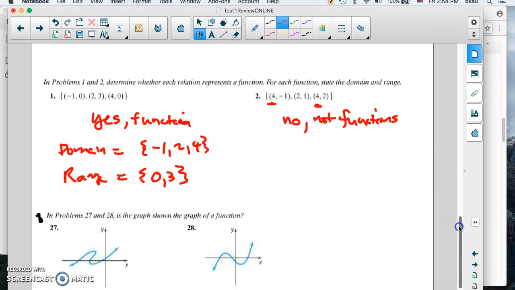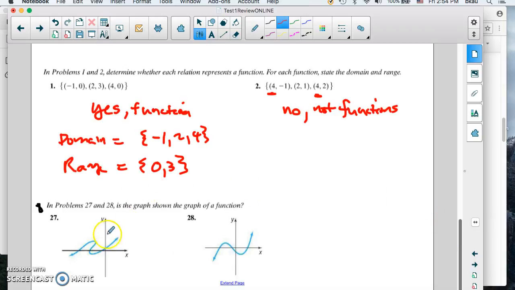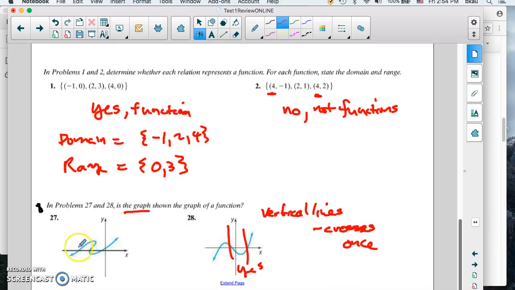And the last part here we're going to look at is a graph and see if it's a function. Well, you use the vertical line test. Vertical line test can only cross once. Crosses once. So this is a yes, and this is a no, right there. No. And that's the difference.